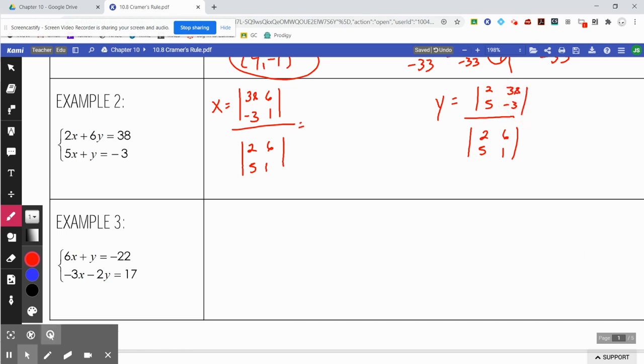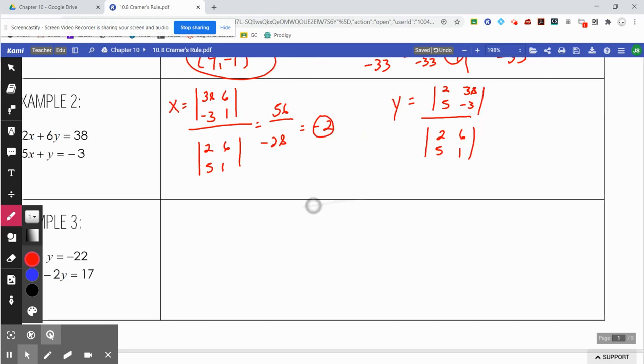Find your determinants and you're done. On top, down minus up will be 38 minus -18, which would be 38 plus 18, which is 56. The bottom is 2 minus 30, which is -28. Final answer for x is -2.